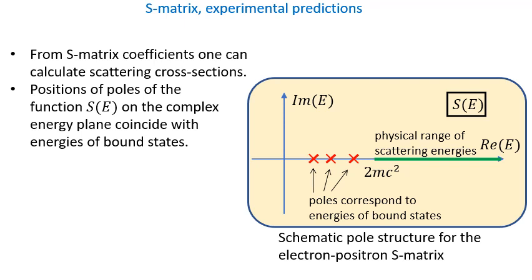However, we have also the right to continue this function analytically to the complex plane, in particular to the entire real axis. It can be proved that this function will have poles exactly at energies corresponding to bound states in the system electron plus positron. The locations of these poles are shown by red crosses on the graph.